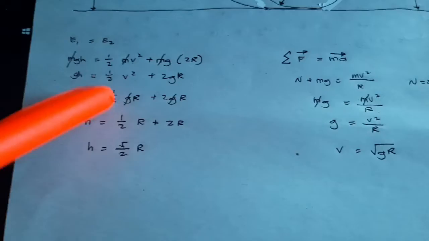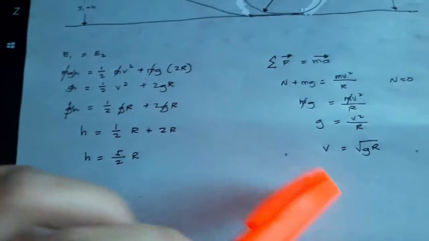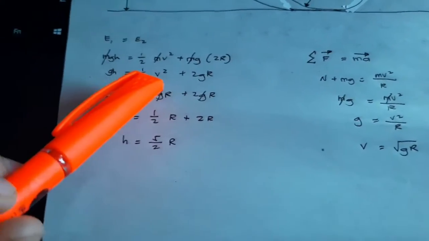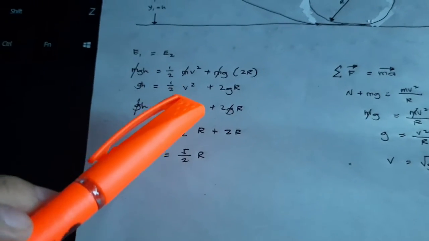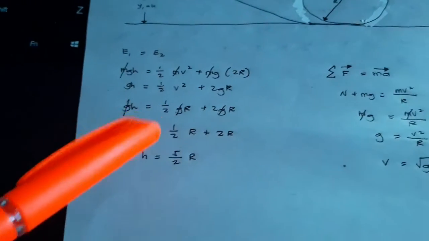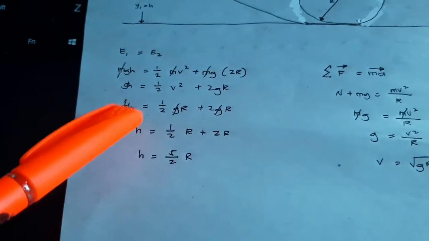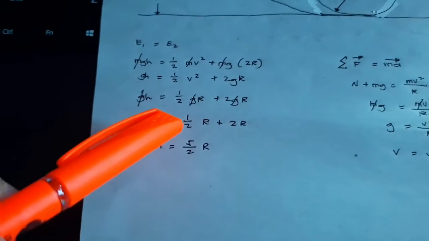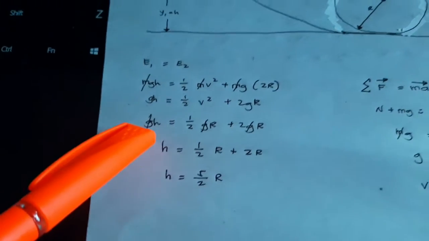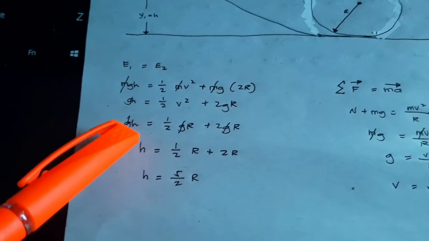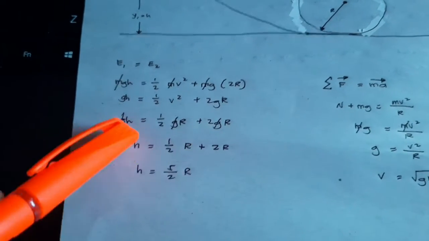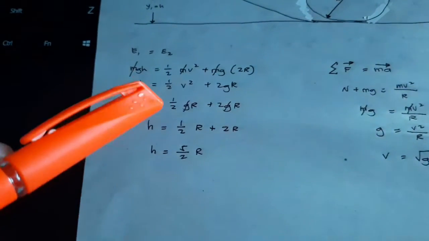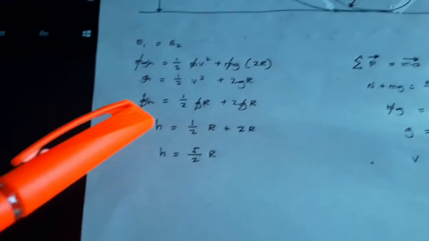Then, after substituting, we get the equation gh is equal to 1/2 gr plus 2gr. As we can see, gravity is on both sides, so we cancel it on both sides. Then we can quickly get h.